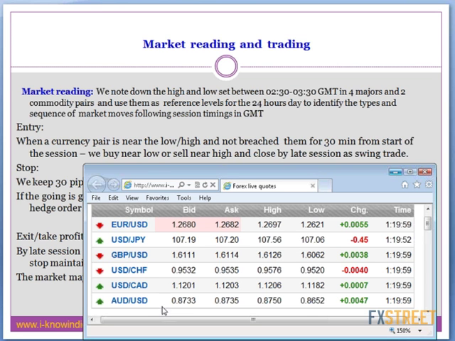Then session-wise trade, we try to do it. And today, they are expected to firm up during the Japanese session. That is what they have done. And in the European and US sessions, they are expected to make the slide.